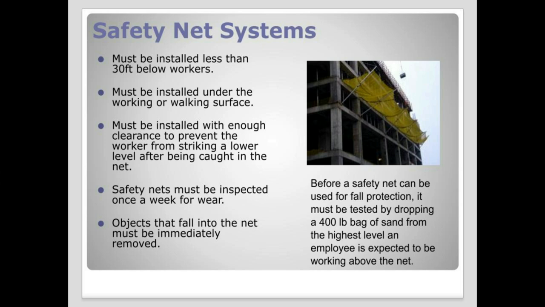Safety net systems, like you see pictured here to the right, must be installed less than 30 feet below the workers, must be installed under the working or walking surface, and must be installed with enough clearance to prevent the worker from striking a lower level before being caught in the net. Safety nets must be inspected once a week for wear. Objects that fall into the net must be immediately removed.